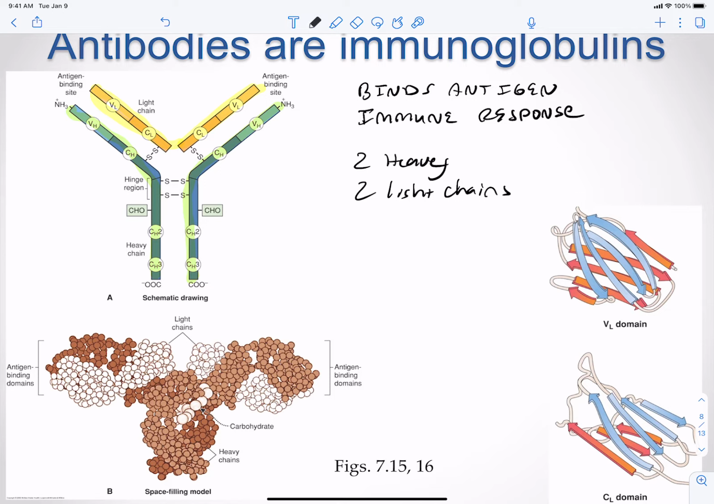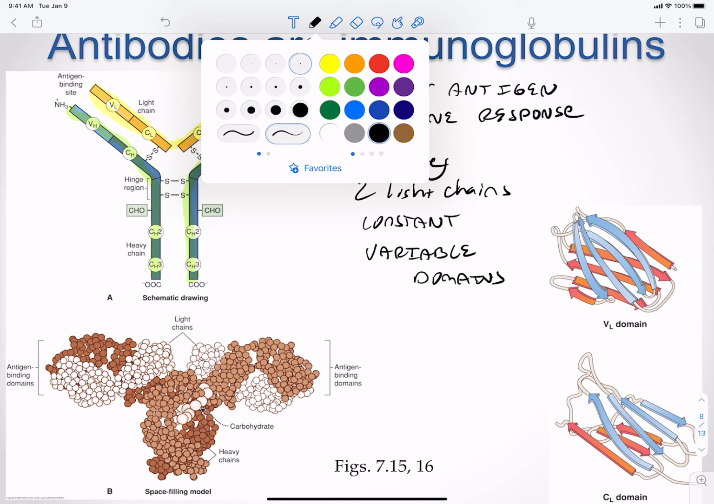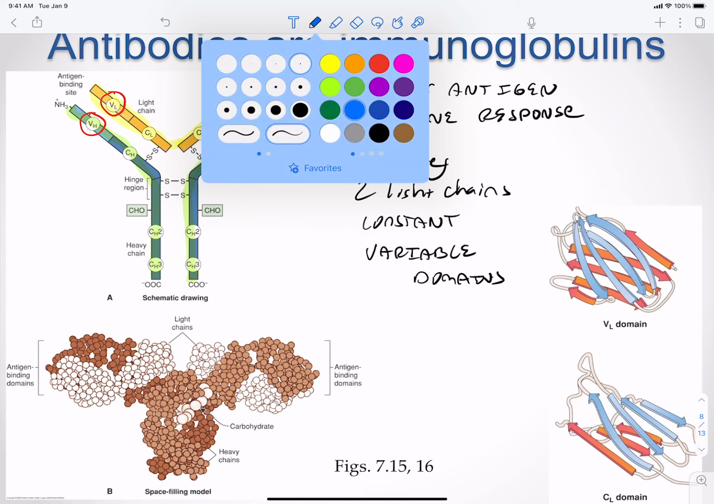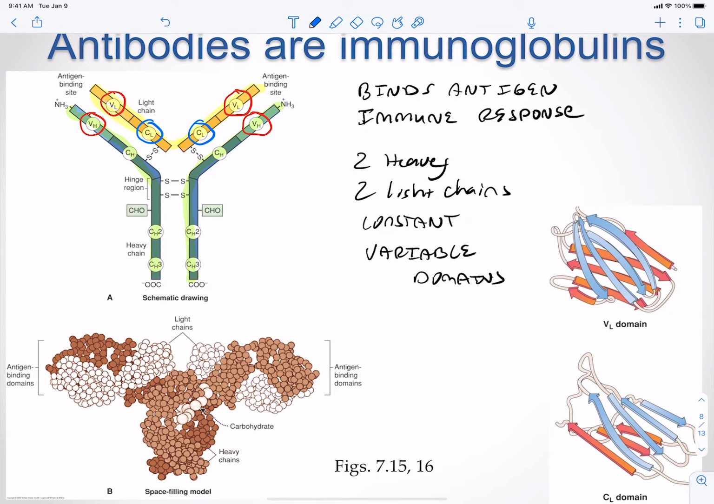You're going to have constant domains and variable domains. So you see here we have our variable light, variable heavy, variable light, variable heavy. And then we have our constant light. And we have our constant heavy. All right, and so there are more constant regions in your heavy chain than in your light chain, but the variable regions are the same.